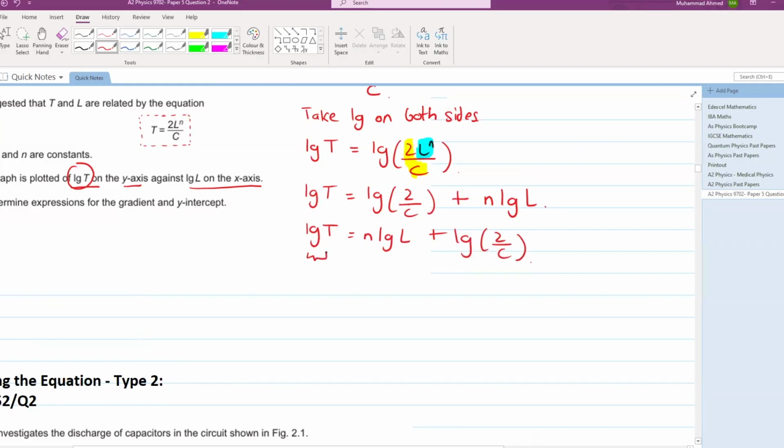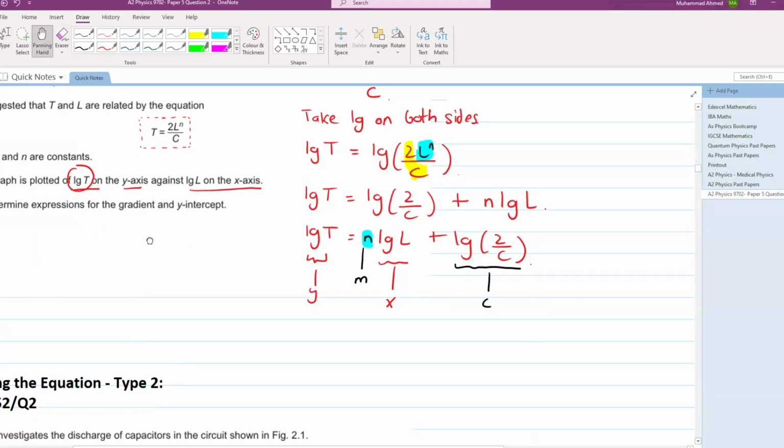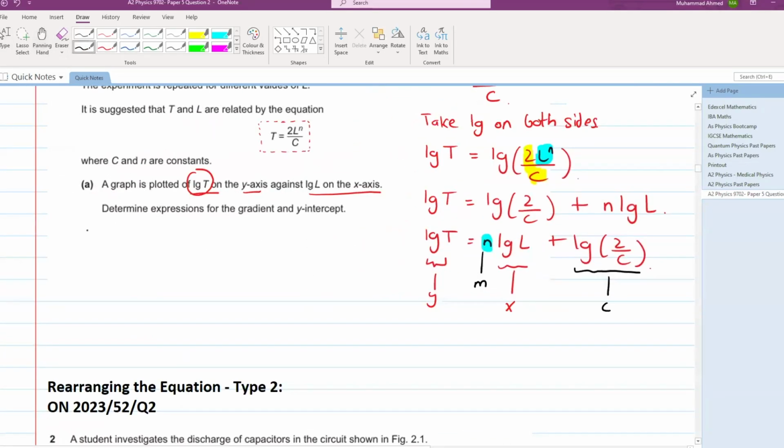Now, if you plot lg T on the y-axis and lg L on the x-axis, what will your gradient be equal to? Your gradient will be equal to n. Simple. And your y-intercept will be equal to what? lg 2 over C. So let's write it here. Gradient is equal to n, and the y-intercept will be equal to lg 2 over C.